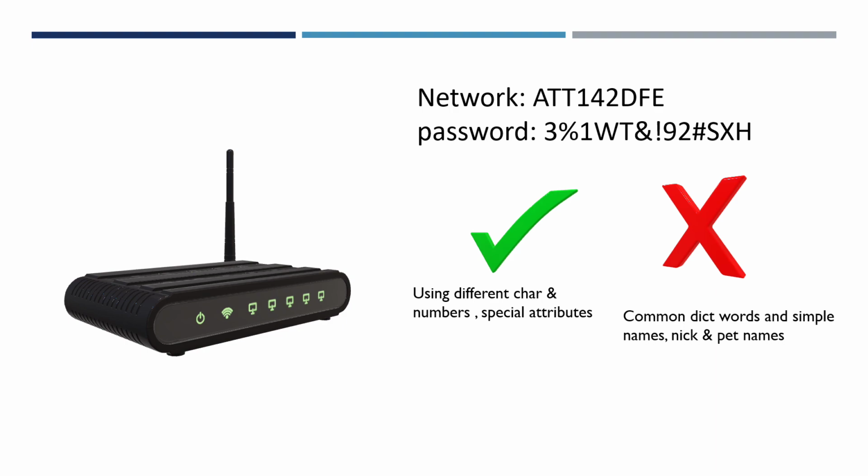Now, by default, the internet service provider will give you a preset password that's pretty long and complicated. In most cases, on the front of the device, for example, the company puts a sticker that says the name of the wireless network and the password, such as wireless network ATT142DFE, and a long strong password of 3%1WT and 92#SXH. Now, I don't know about you, but that's a pretty long and complicated looking password.